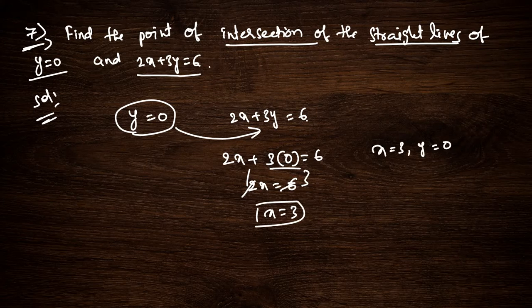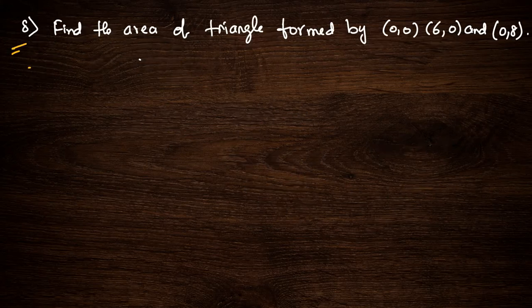So this is the formula. So this is the point of intersection we have to find, 3 comma 0, x comma y. Now this is the answer here. Now moving to the next question. Now the 8th question is given, find the area of triangle formed by the points 0 comma 0, 6 comma 0 and 0 comma 8. So this is a very important question, it comes for your 1 mark or 2 marks question.